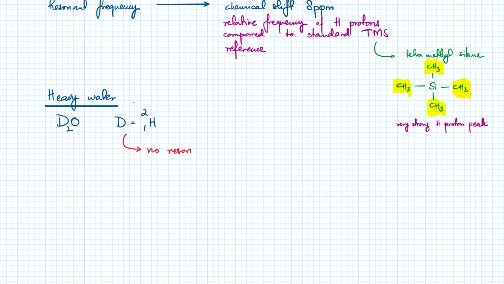Why? Because the nucleons are all paired. This one has 2 nucleons, which means they are paired, which means it doesn't have a dipole. No dipole or spin, so it's not going to resonate, right?